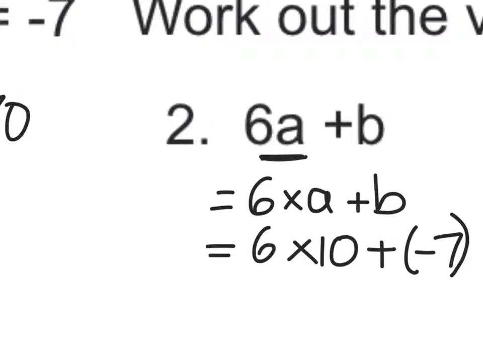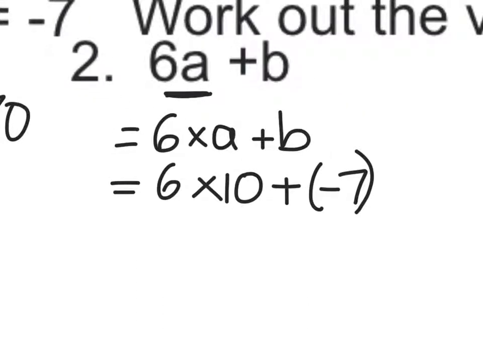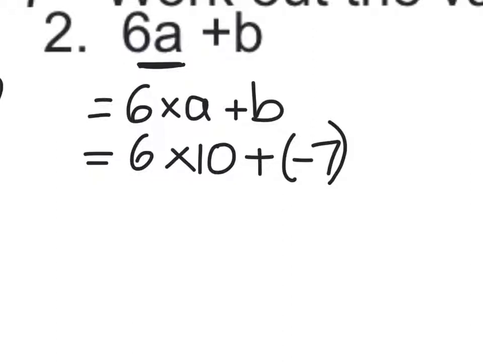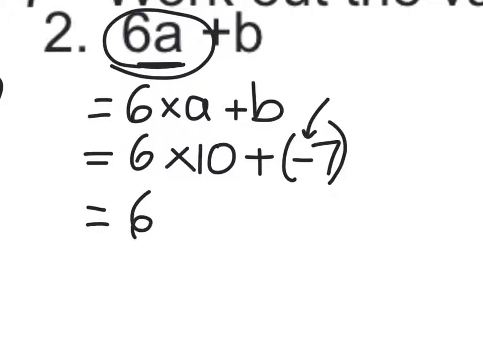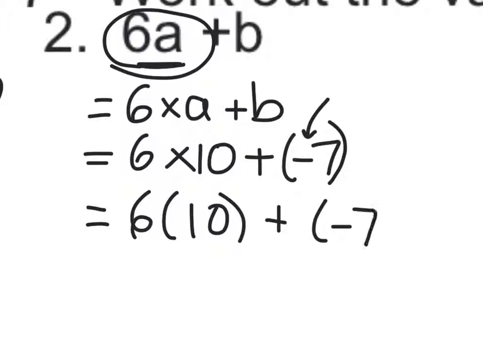Why have I put it in brackets there? If I didn't put it in brackets, I would get myself a bit confused because it is a negative number, and so it can be a bit confusing. In fact, if you prefer, with the 6A, rather than writing 6 times A, you can write 6 lots of 10 plus -7 here. Either way, it doesn't really matter.